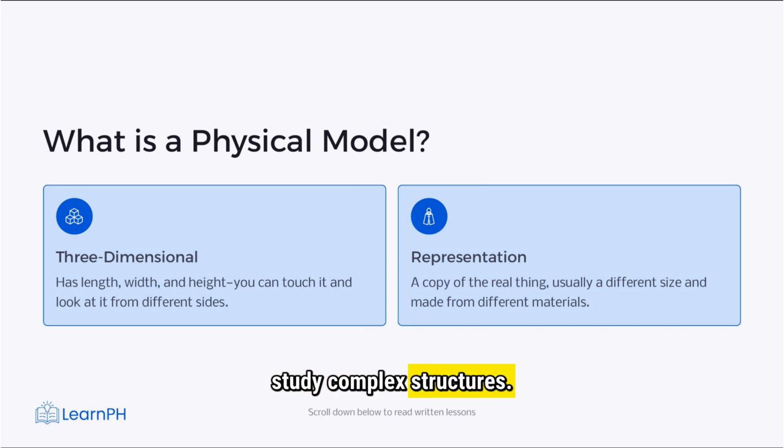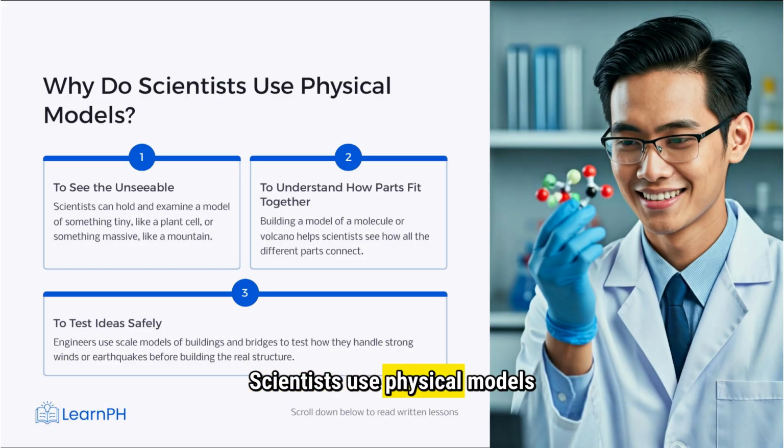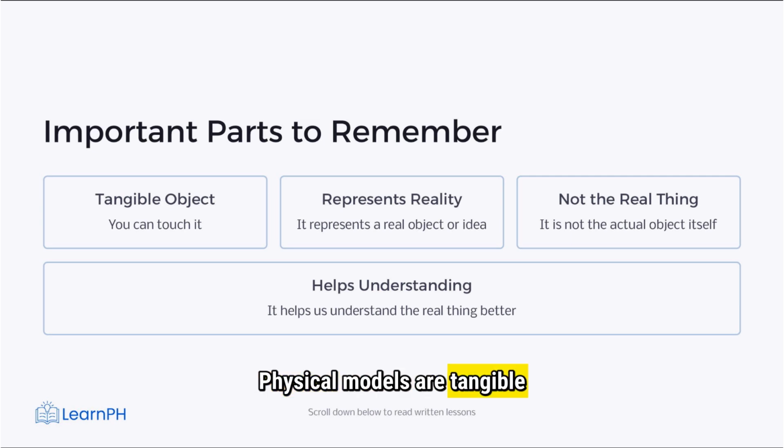Scientists use physical models to visualize the unseeable, like plant cells or mountains. These models help understand how parts fit together, such as in molecules or volcanoes. Engineers test ideas safely using scale models of buildings and bridges to assess their resilience to strong winds or earthquakes before actual construction. Physical models are tangible objects you can touch, representing real objects or ideas.